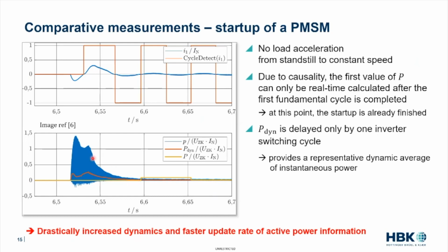So again, the blue one is the instantaneous power. The red one is the power approximation we measure with our dynamic power based on switching frequency. The yellow one is the trace you will get out of a conventional power analyzer. So we have drastically increased the dynamics and the faster update rate for the power information.